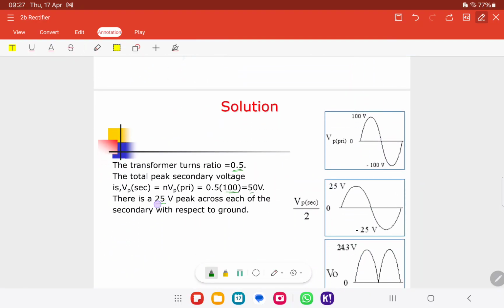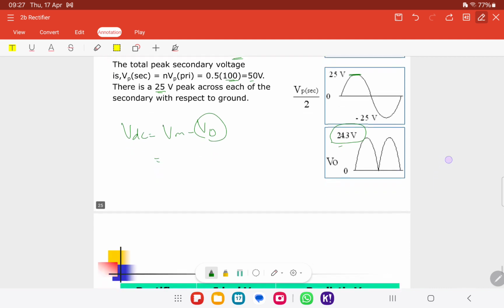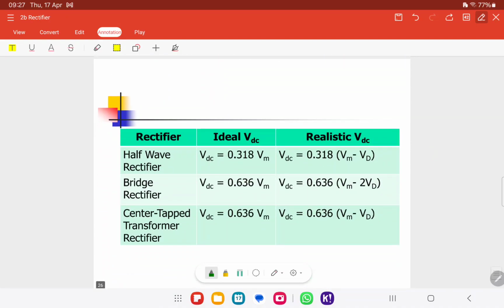Later, if you look here, it will be written 25. How to get the 25? It depends on the ratio. And what is the value of 24.3? VDC equals VM minus VD. Subtract, minus 0.7, so you get 24.3. That is for the center tap transformer.